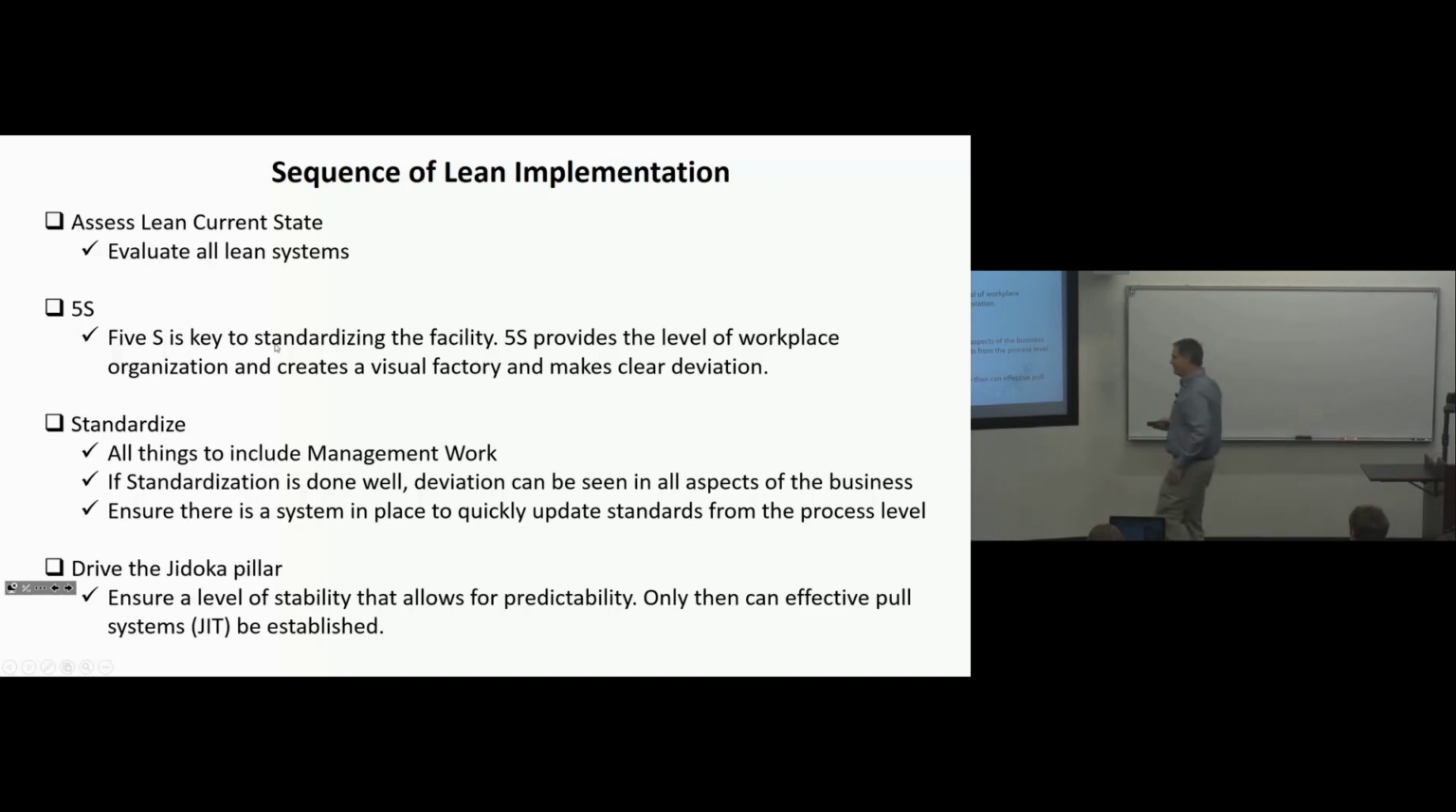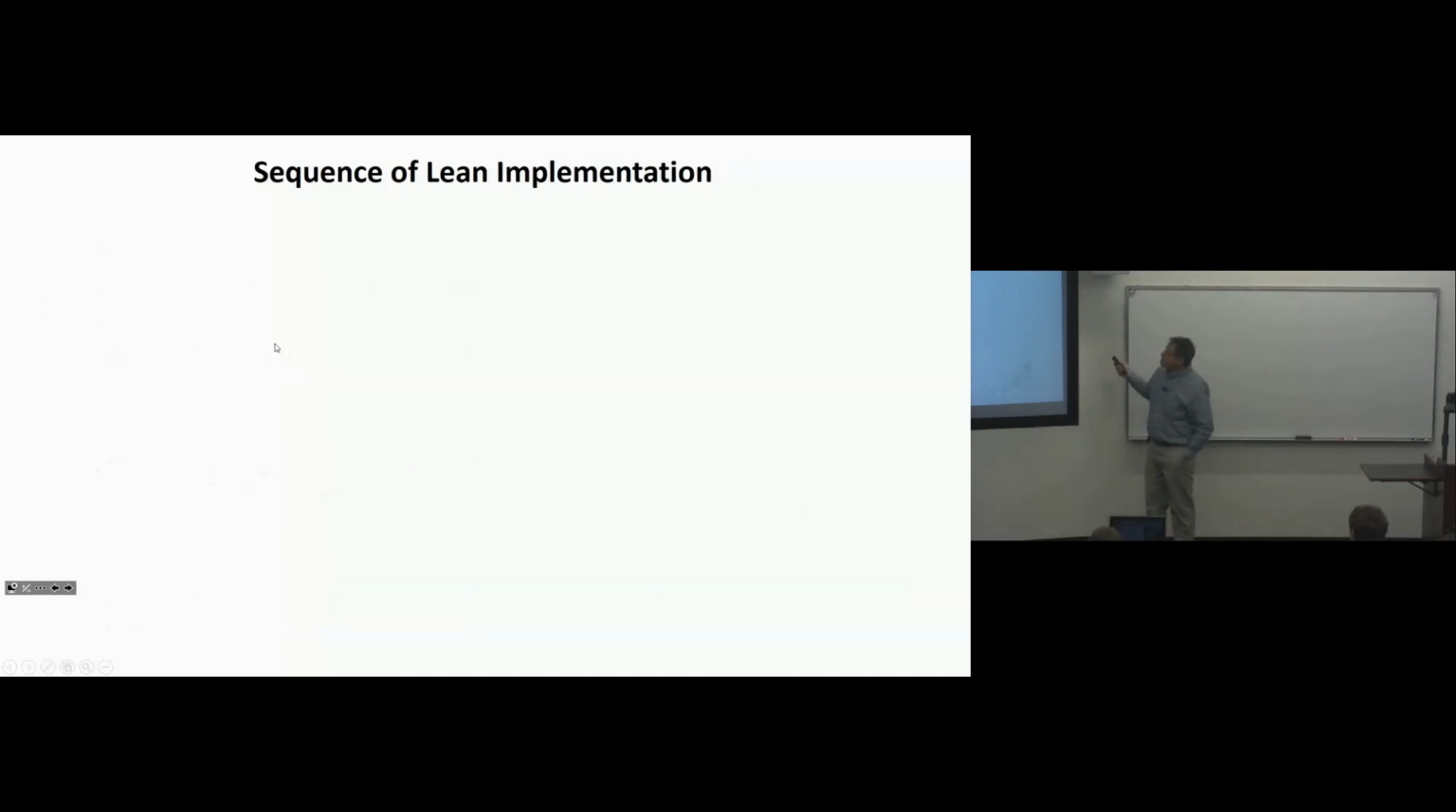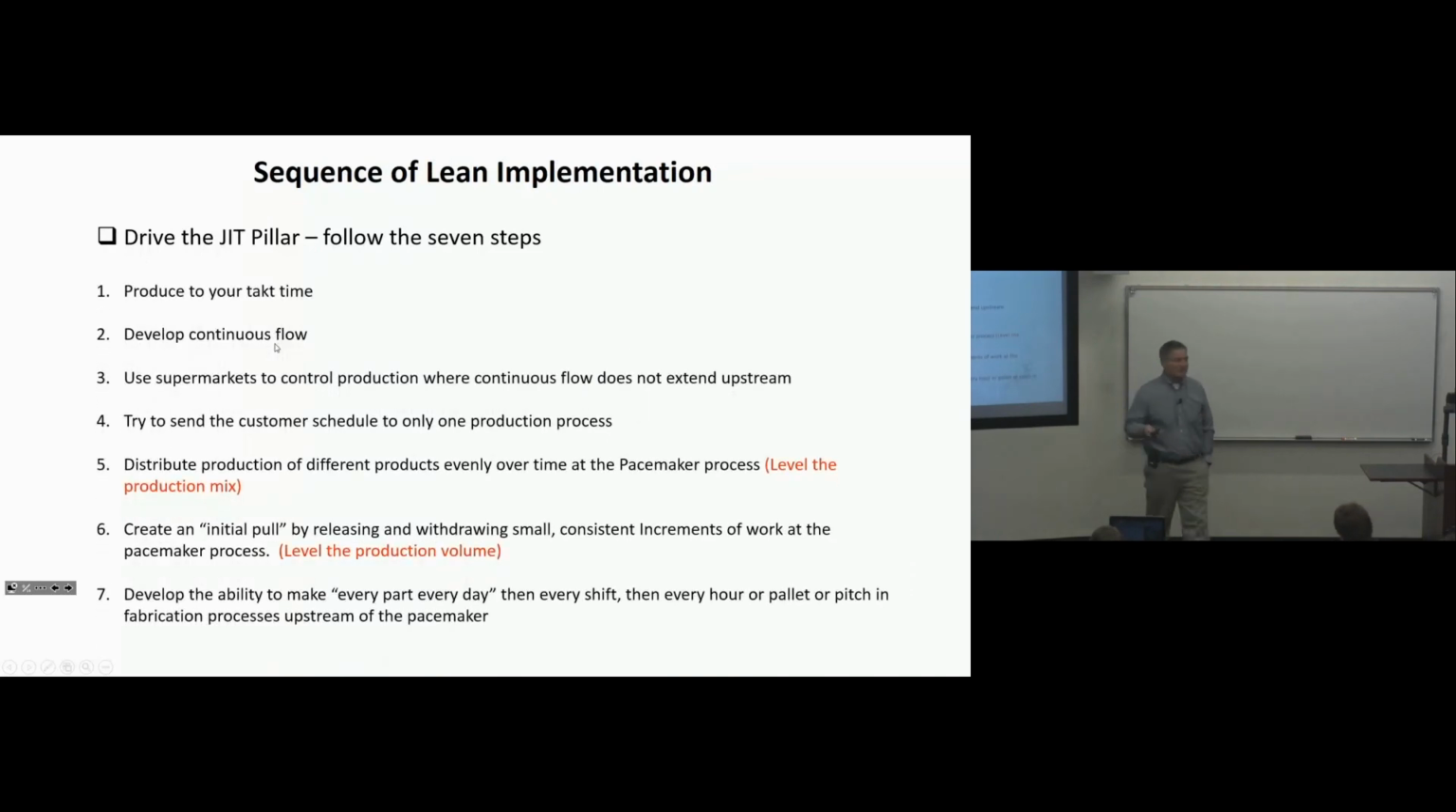But of course, we want to show you a pull system with Kanban. Now drive the JIT pillar, and as you remember, these are the 7 steps in driving just in time. Produce to your takt time. And what does the customer want? How often are they loading the truck? How often are they relieving inventory? Develop continuous flow, one-piece flow.